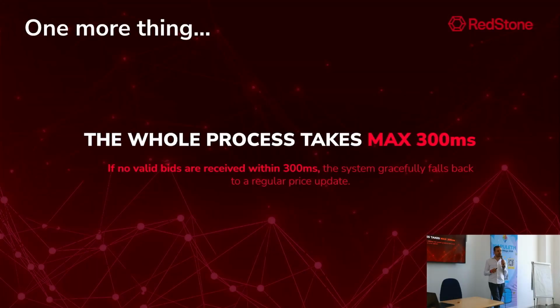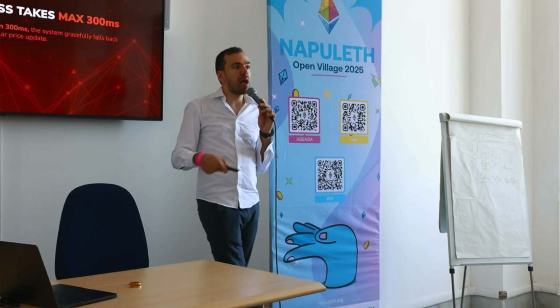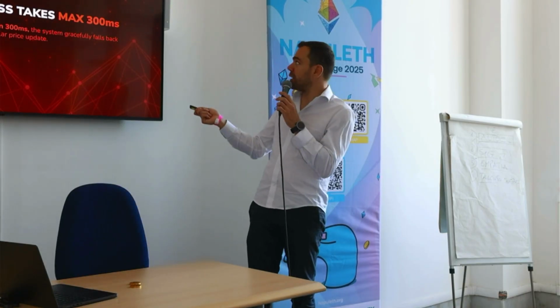And the kicker of all of this is that this whole process takes a maximum of 300 milliseconds, which means that if there are no bids in the auction, after 300 milliseconds only, we fall back to the regular price update. So at the very, very worst, as I was saying before, we are making the chains, the protocols, the same speed that they always were. 300 milliseconds is faster than the block time of most chains. In the best case scenario, everything happens faster because you get more information within this window of time.